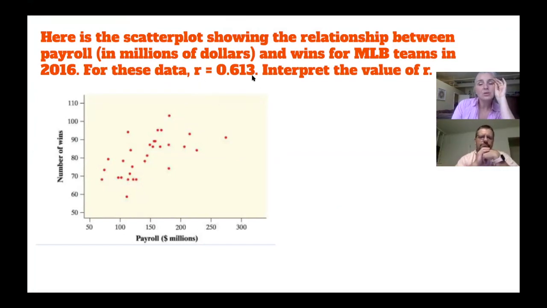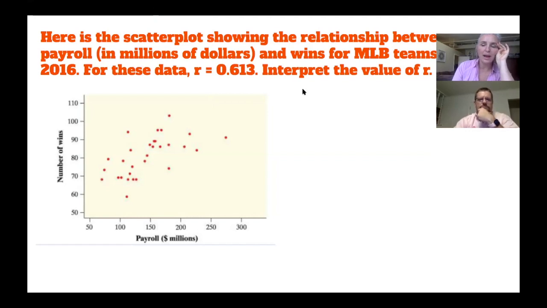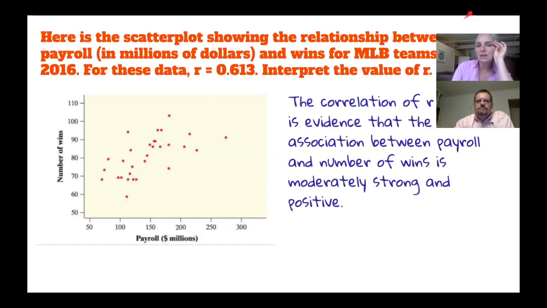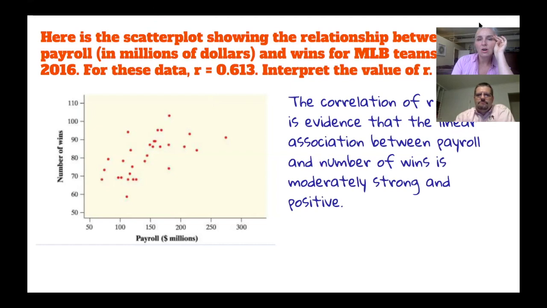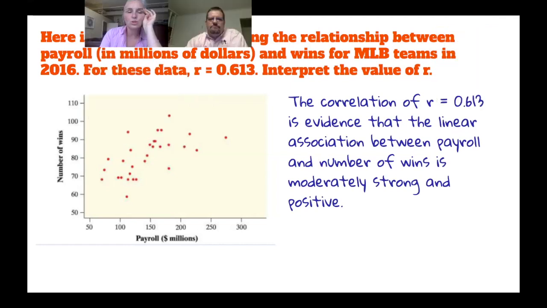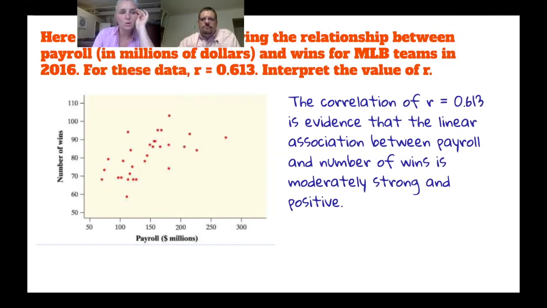The R value is 0.613. So what is that R value telling us? Now, if we back up and think about direction and strength, we want to make sure we comment on those things, right? So we might say something like the correlation R equal to 0.613 is evidence. Mr. Bobby made me change this for you guys. Yeah, I wanted her to be wishy-washy here. Yeah. It's not to prove anything, but it provides evidence.